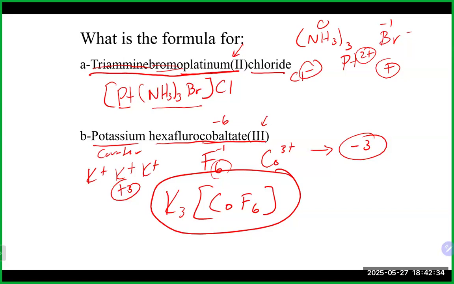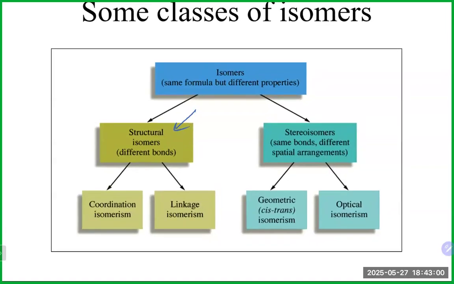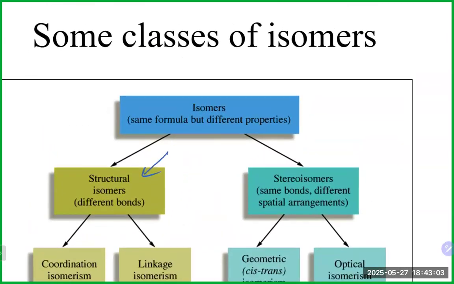All right, so fun with naming and formulas. Let us continue on then and talk about isomers. Isomers are things that have the same formula, but sometimes different arrangements in 3-dimensional space. Because of that, they do give us different properties in some sense. Isomers can be one of two categories, if you will.